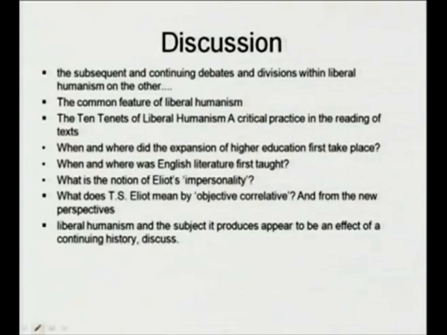When you find that you are completely disinterested, you are in the main flow of events, and at the same time you are an observer looking at what you are creating. And from the new perspectives, liberal humanism and the subject it produces appear to be an effect of a continuing history. So, you have to assess whether it is static or dynamic, whether the universals which are claimed are prone to change or whether there are contradictions.